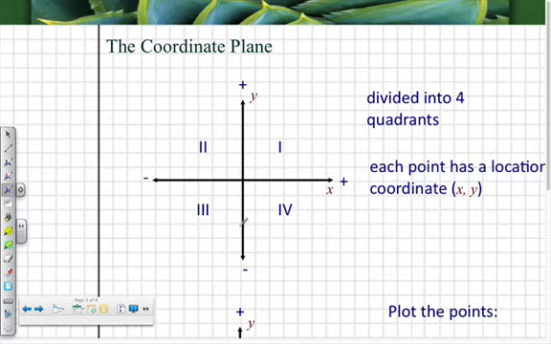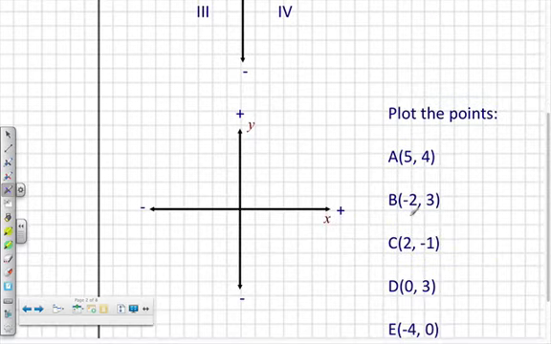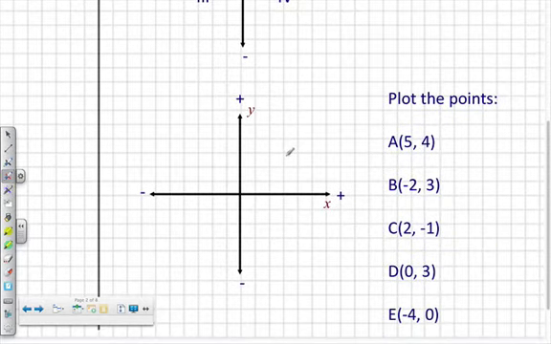Now, each point in the coordinate plane has a location, or we also call that a coordinate, and the coordinate is always giving us the x part of the coordinate first, and then the y part of the coordinate second. In other words, left, right first, up, down second. So let's just do a quick little refresher here, and let's plot a few points. Let's plot the point A, which is at the coordinate 5, 4.